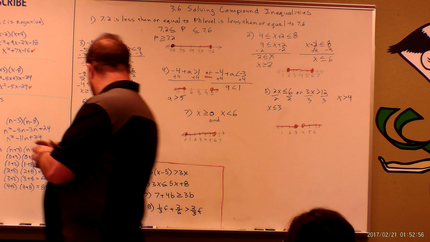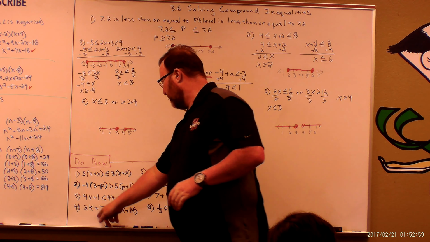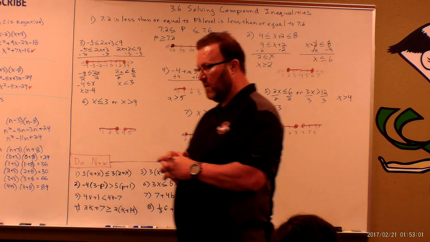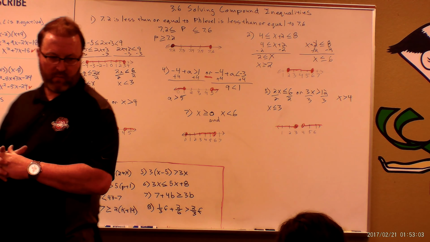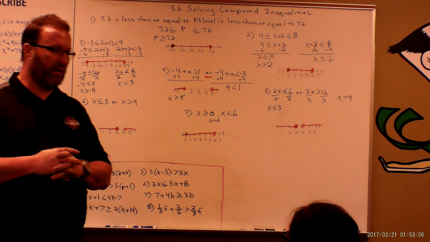Number 4, is that a 7? Yes. 2k plus 7. How is your Russian, please? It's because the 7... Not yet. The 7 is kind of like the greater than less than.